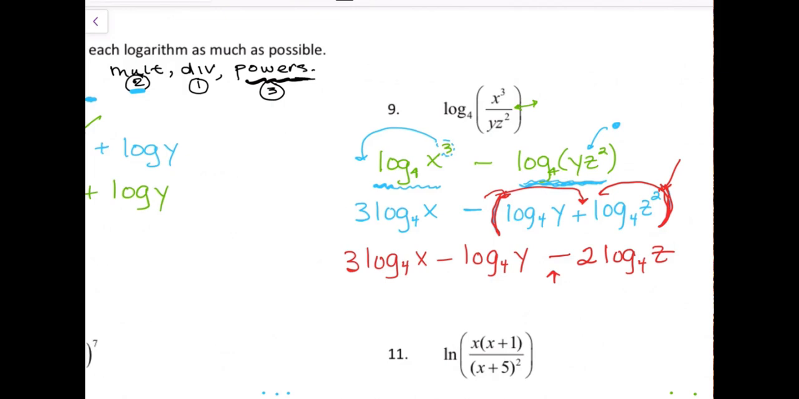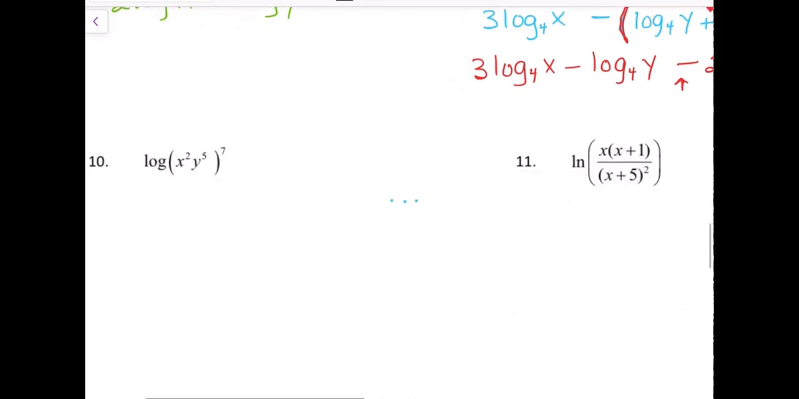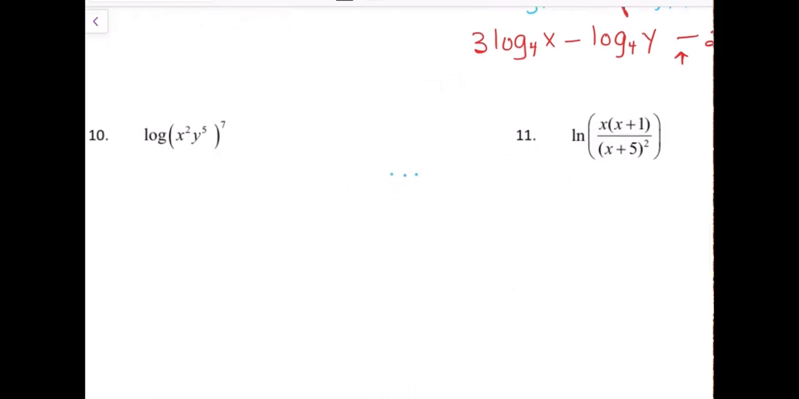Okay, I got 2 more examples for you. So take a breath and pause the video, and try it yourself first, and then come back and see how you did.